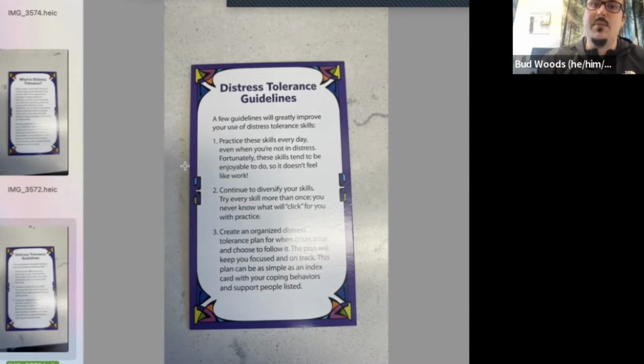Getting into the building blocks of distress tolerance, three ways to improve distress tolerance skills are listed in these guidelines. The first one would be to continue to incorporate these skills and try to practice them every day. The second would be to continue diversifying your skills. So if you are finding one of these skills helpful, continue to do that, and having an openness to trying new things might also be helpful in this search, right? And the third guideline would be to create an organized distress tolerance plan preventatively for crises or situations that might arise in the future, to prepare and to have a toolkit that you can respond with.